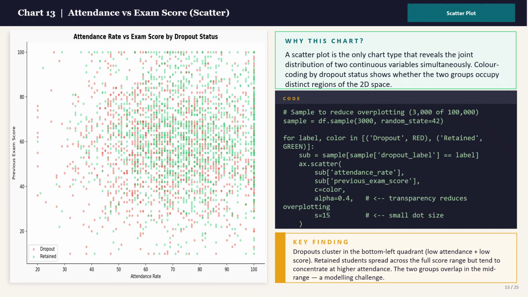And the key finding was dropouts cluster in the bottom left quadrant, and it's low attendance plus low score, and retained students spread across the full score range, but they tend to concentrate at higher attendance. But then these two groups overlapped in the mid-range, and this poses a modeling challenge in future.